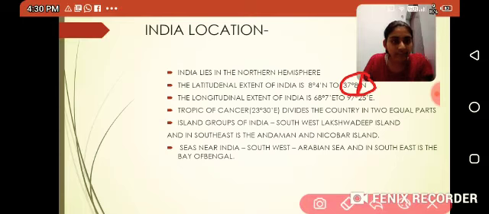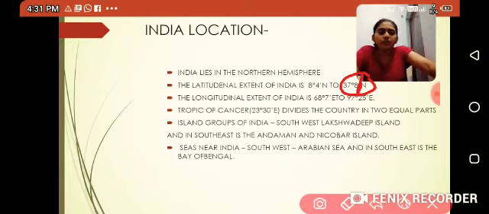Tropic of Cancer divides the country into almost two equal parts. Now, Tropic of Cancer's value is 23 degrees 30 minutes north. It divides the country into almost two equal parts. And what are those states through which it is passing? Let me tell you that. Let me write them down here first. First, you should just write them in your copy.